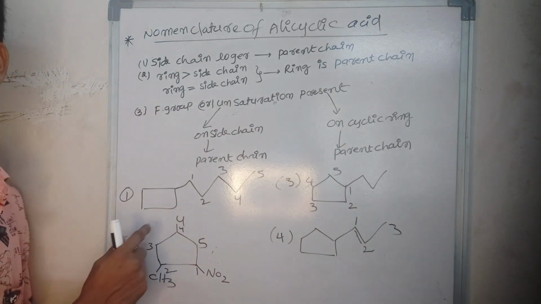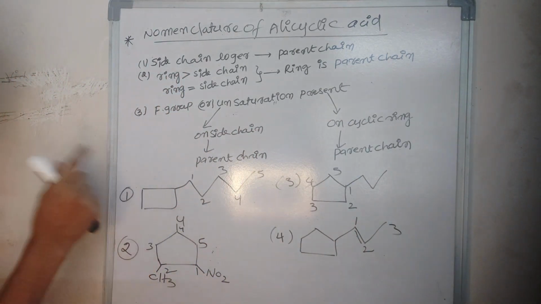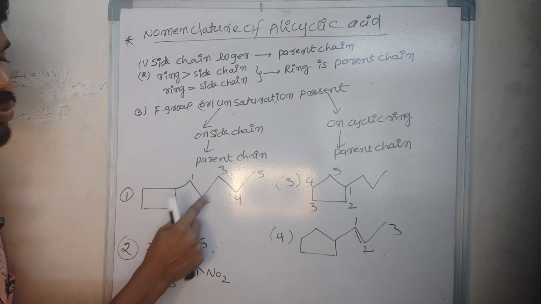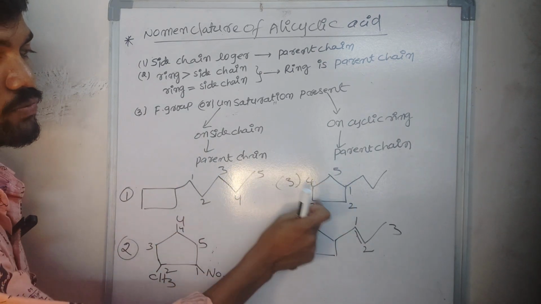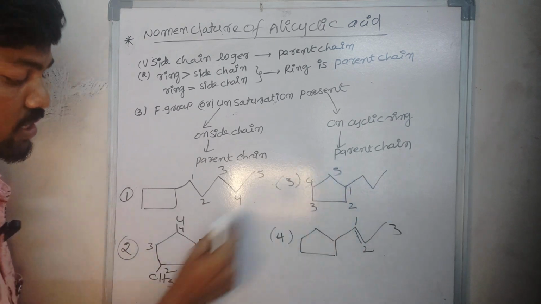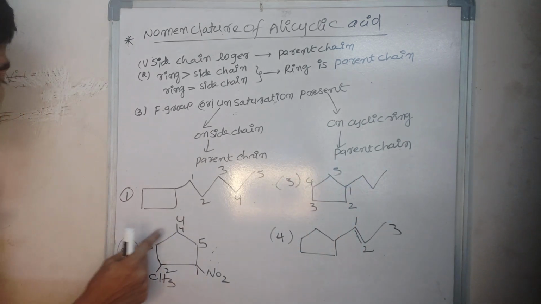Now we are going to discuss these examples. This is a ring with 1, 2, 3, 4, 5 carbons. We have to take the longer one. This chain has 1, 2, 3, 5 carbons, and only this one we take as the parent chain. Here too, this is the parent chain.